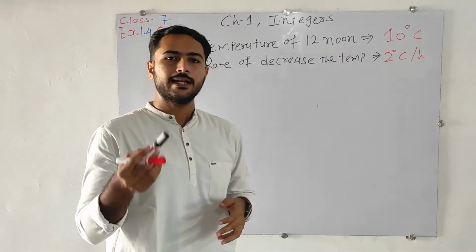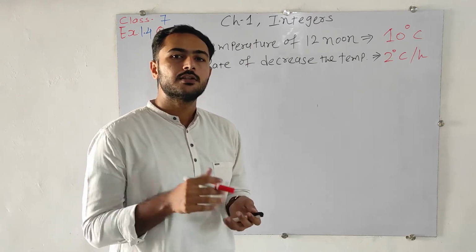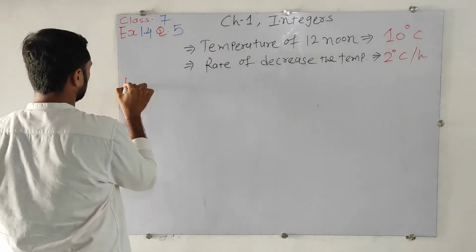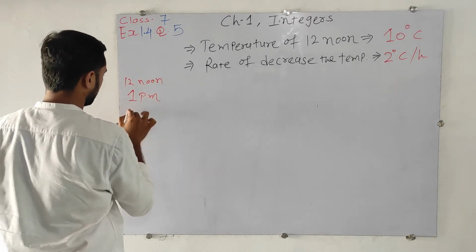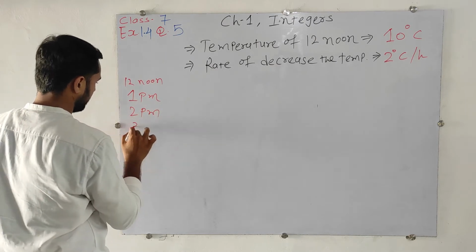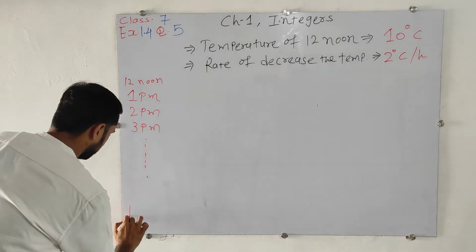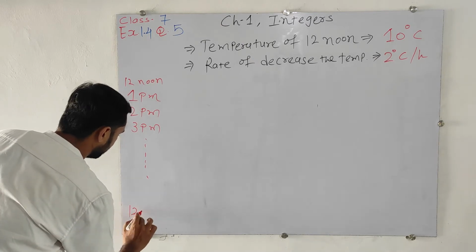So it means at 1 p.m. that will be 8, 2 p.m. that will be 6. See here the chart, I am just going to draw the chart for 12 noon, then 1 p.m., 2 p.m., 3 p.m. like that, and we have to go till 12 midnight.